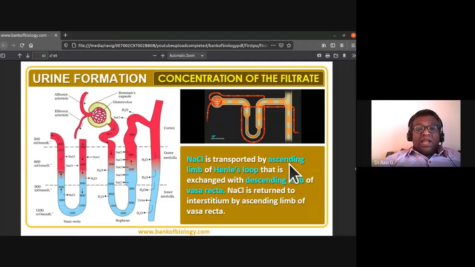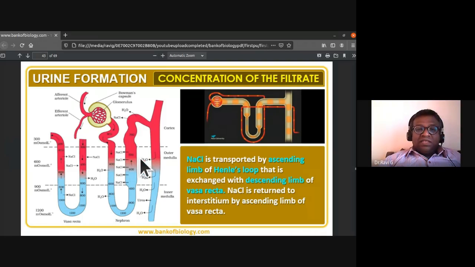So the sodium chloride is transported by the ascending limb of Henle's loop and is exchanged with the descending limb of vasa recta. So the sodium chloride is transported between the descending limb of vasa recta and the ascending limb of Henle's loop. Sodium chloride is returned to the interstitium by the ascending limb of vasa recta. So that is how it is taking place. So this counter current mechanism helps in the concentration of the filtrate.